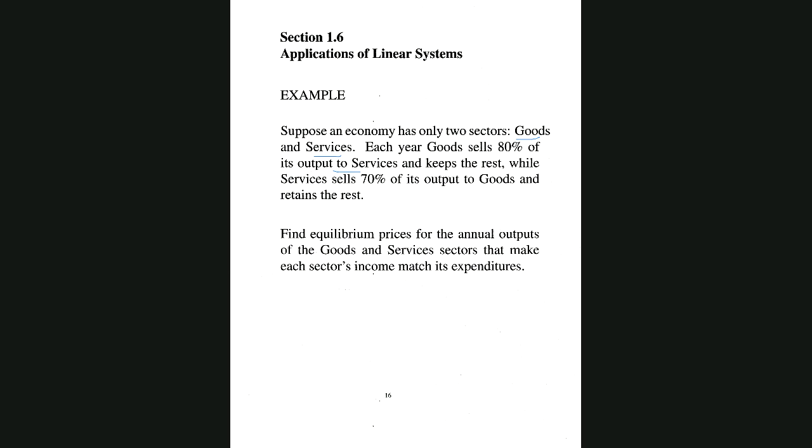plumbers, carpenters, electricians. There are a lot of different service occupations. People that provide services need goods to provide those services. You need tools, for instance, okay? So goods sells 80% of its output to services and keeps the rest. So goods keeps 20%. So if goods, for instance, makes and sells tools, well, then it's going to keep maybe 20% of the tools it makes to help it make more tools. You see.